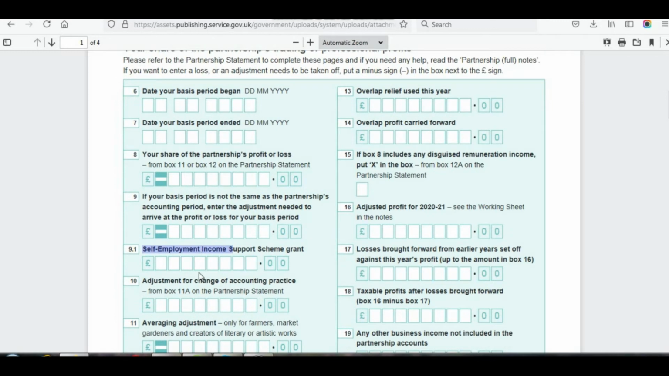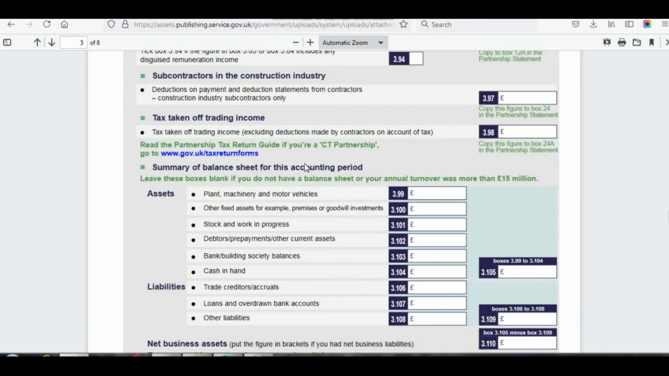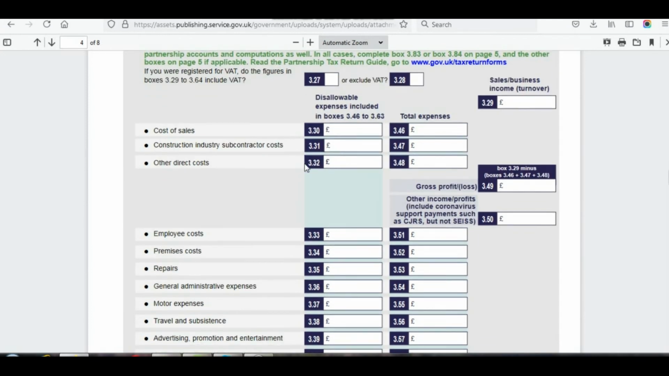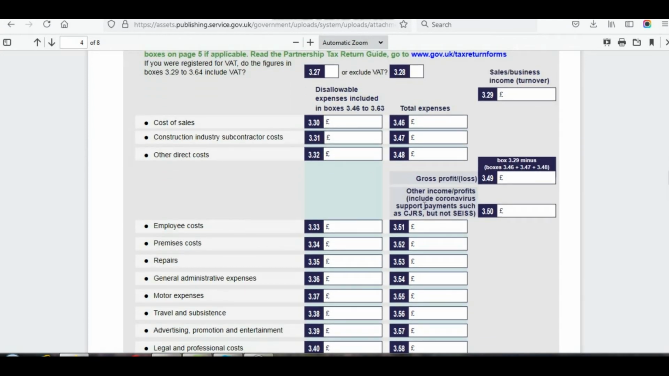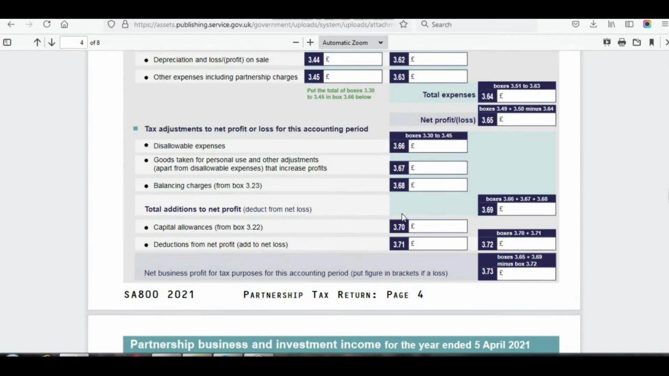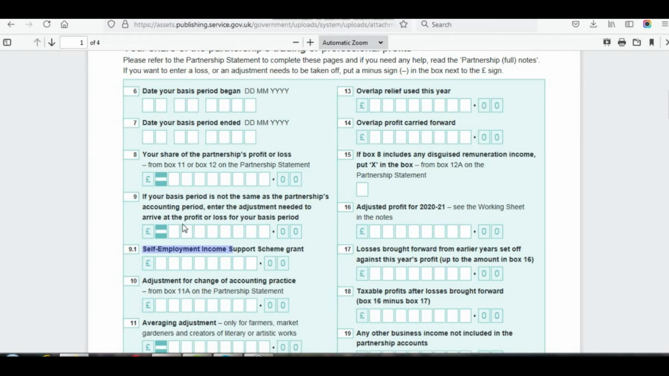And in case of SA800 partnership form, please use box 3.50, other income profits include coronavirus support payments such as CJRS but not SEISS. It is on page 4. So any grant you receive under SEISS, it should be included in box 9.1 here, as I already discussed.